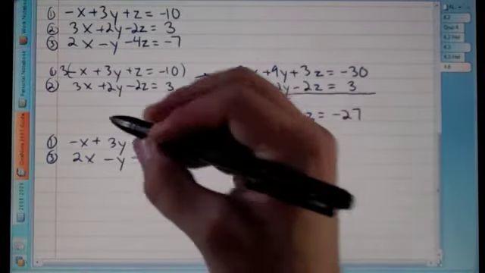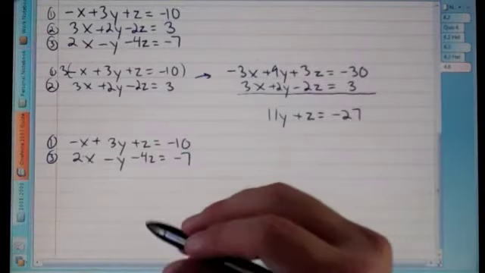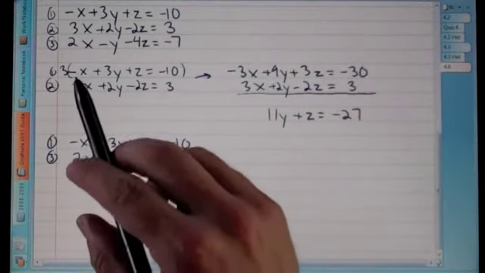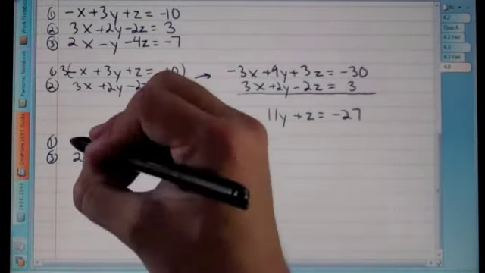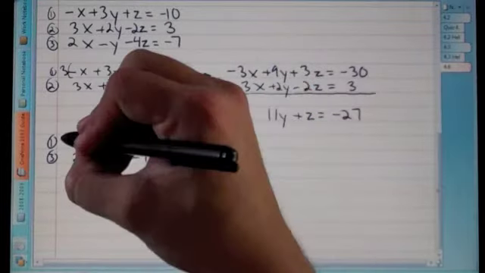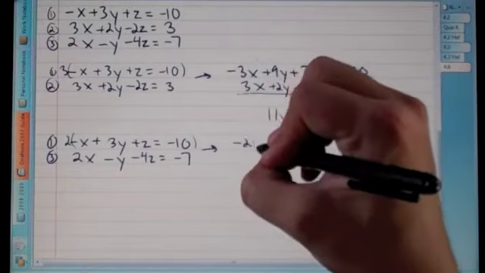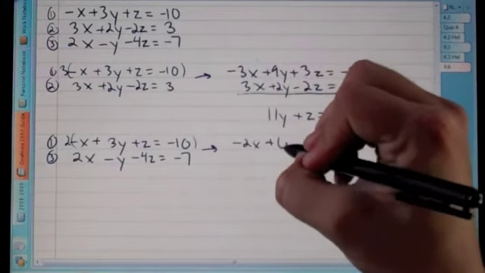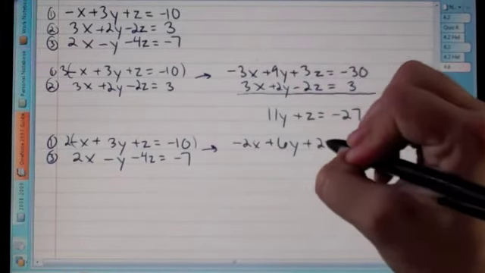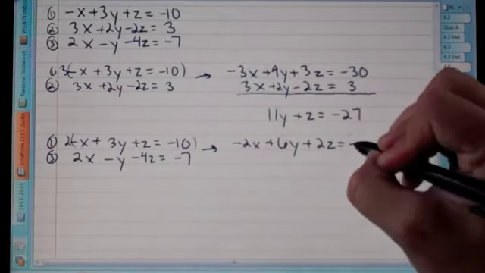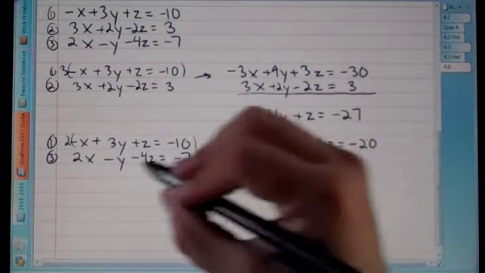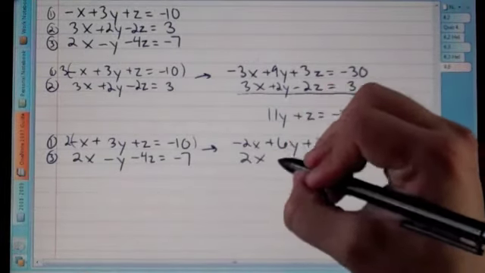So now the same thing. We have to get rid of the x's. If you got rid of x's the first time, you have to get rid of x's the second time. So I'm going to multiply this row by 2. So that gives us negative 2x plus 6y plus 2z is equal to negative 20. And I'm going to rewrite the third row.